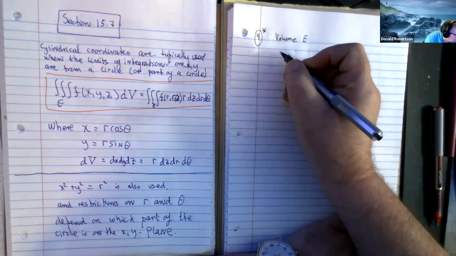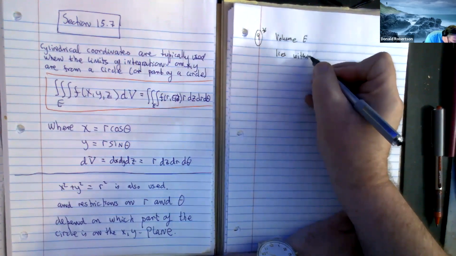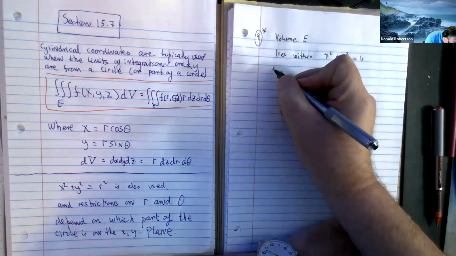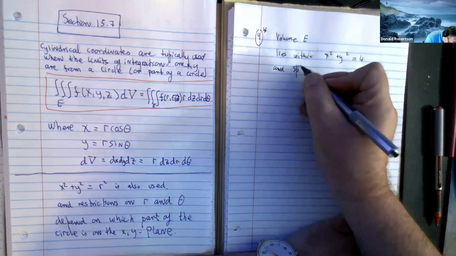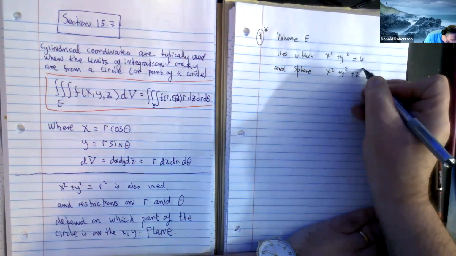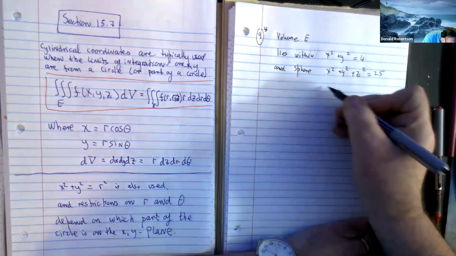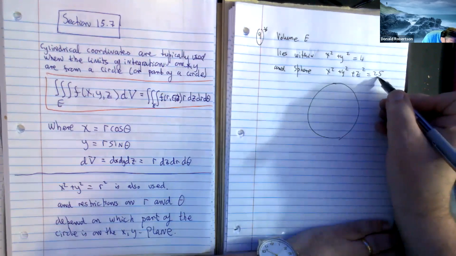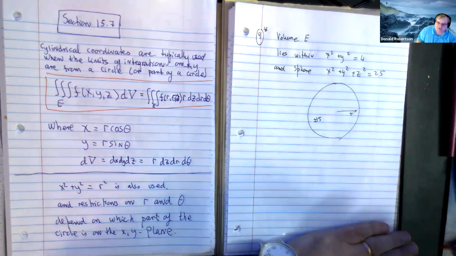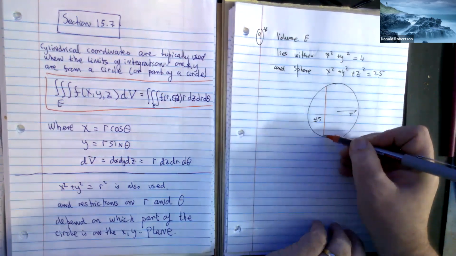And what we know about it is that it lies within a cylinder, x squared plus y squared is 4, and a sphere, which is x squared plus y squared plus z squared equals 25. Okay, oh God, this is going to be hard. If you want to visualize this, can you imagine this is a sphere whose radius is 5? Can you imagine inside this sphere there is a cylinder?